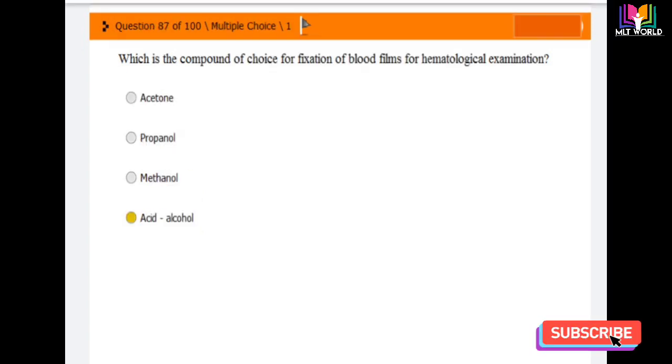Question number 87. Which is the compound of choice for fixation of blood films for hematological examinations? Options are acetone, propanol, methanol, acid alcohol. And the correct answer is acid alcohol is the compound of choice for fixation of blood films for hematological examinations.